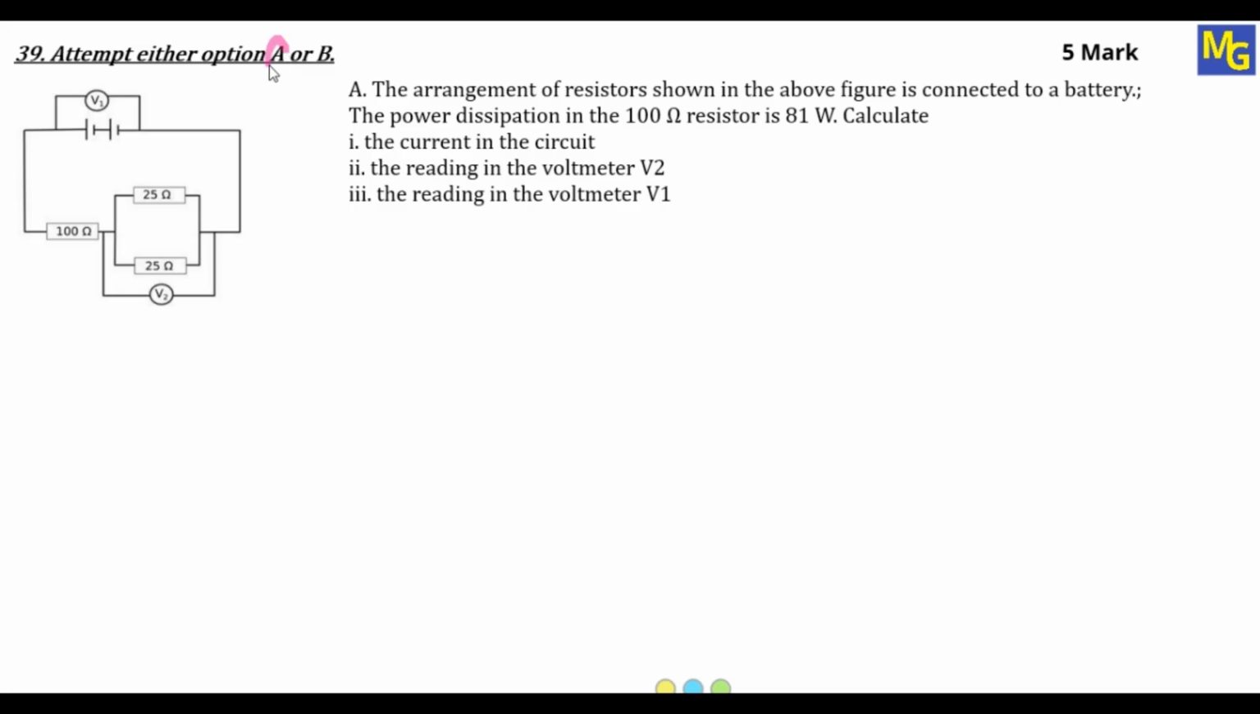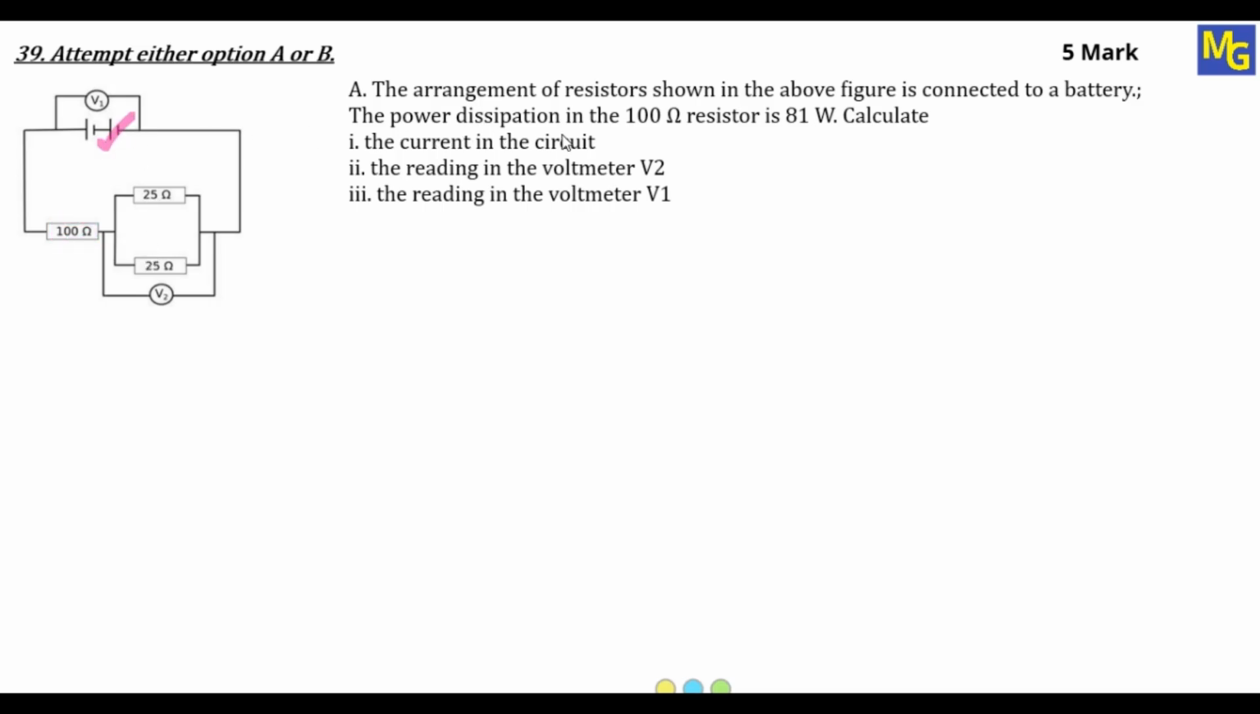So here we will start with the first question, A. We will read the question. The arrangement of resistors shown in the above figure is connected to a battery. Here they have given one figure, and in this figure you can see the resistors. This is 25 ohm, this is again 25 ohm, and this is 100 ohm. These are the three resistors which are connected to this battery.